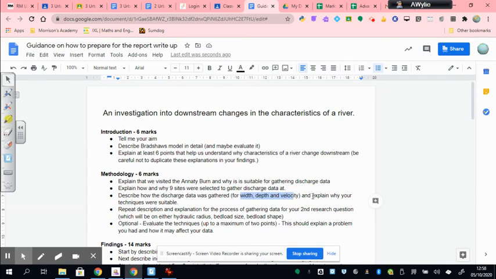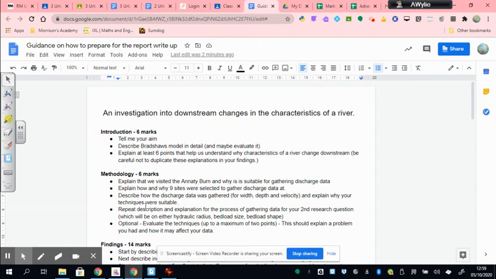And once you describe the technique, you then got to explain why you did it the way you did it. So why did you pull it tight for the width? Why did you gather the number of depth readings you gathered? Why did you face the ruler upstream? Why was the flow meter, the impeller, placed just under the water level? Why were you standing downstream from the flow meter? Things like that. That's where the marks are actually awarded, when you explain why you did it the way you did it.